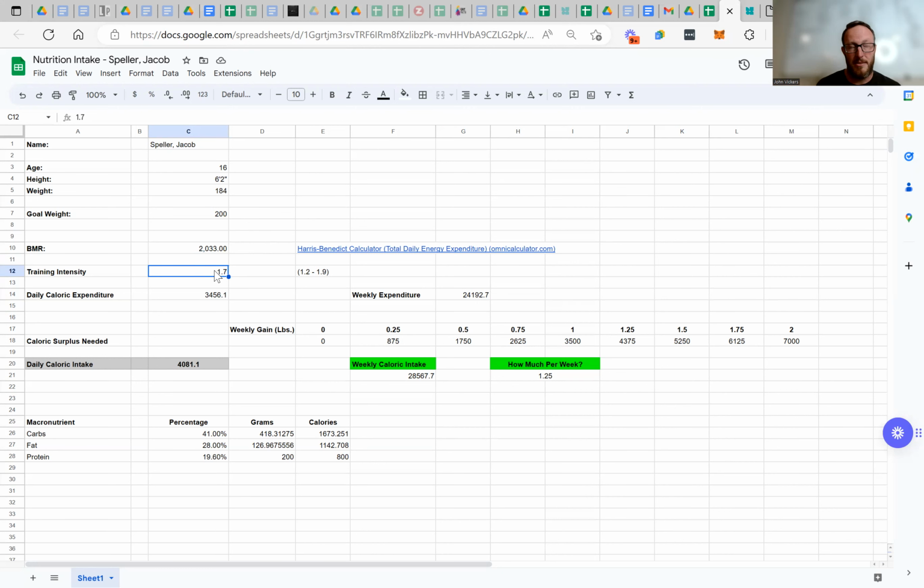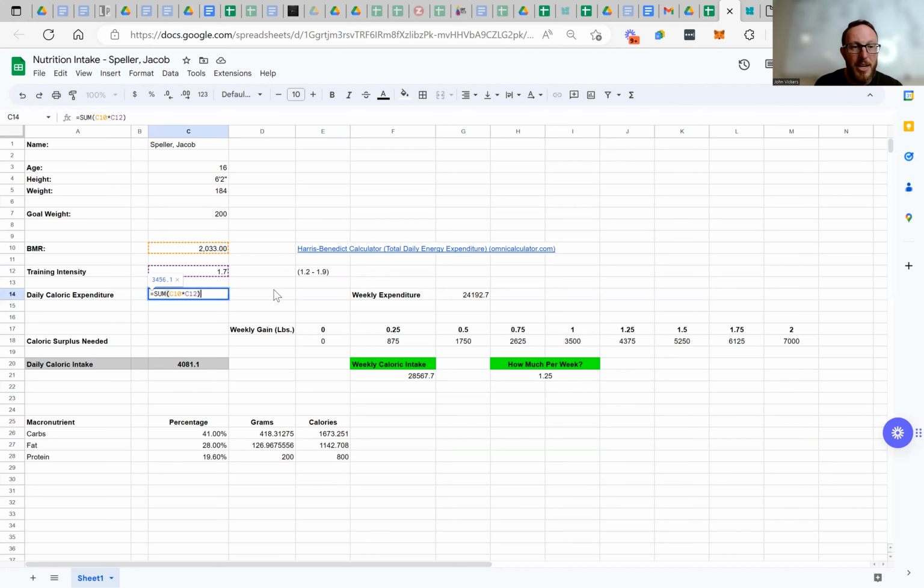Then I have to calculate his training intensity. He's an in-season athlete. He's a baseball player. He's a football player. He's doing things all the time, plus he's training on top of baseball season. Depending on how active the athlete is, we multiply the basal metabolic rate by 1.2 to 1.9. Because he's so active, we're calculating it by 1.7.